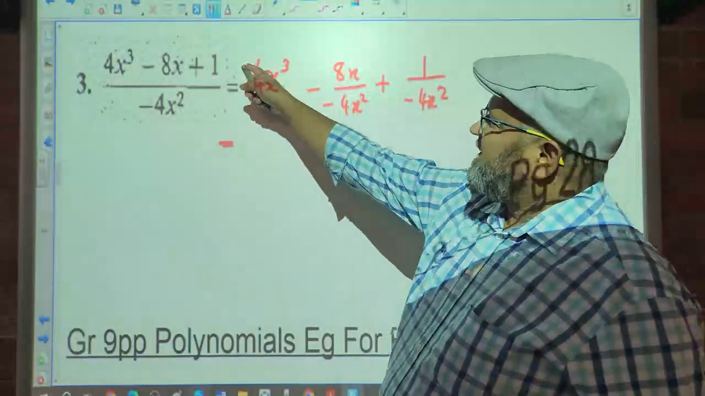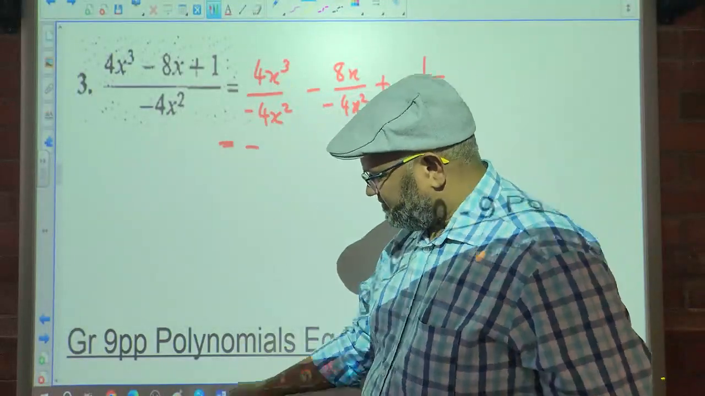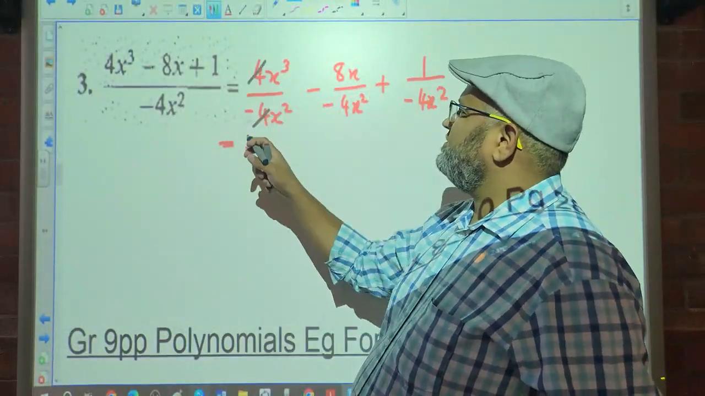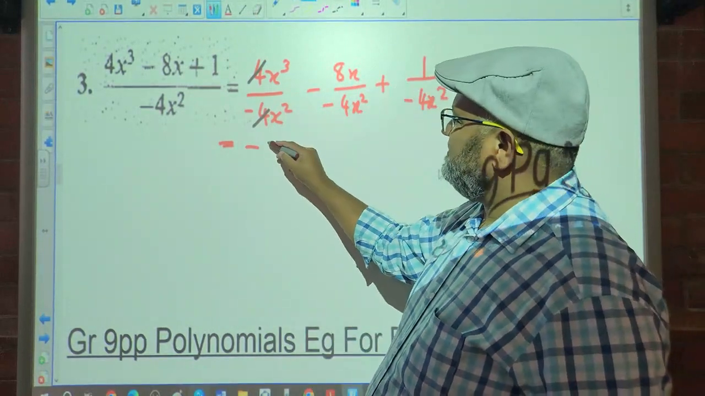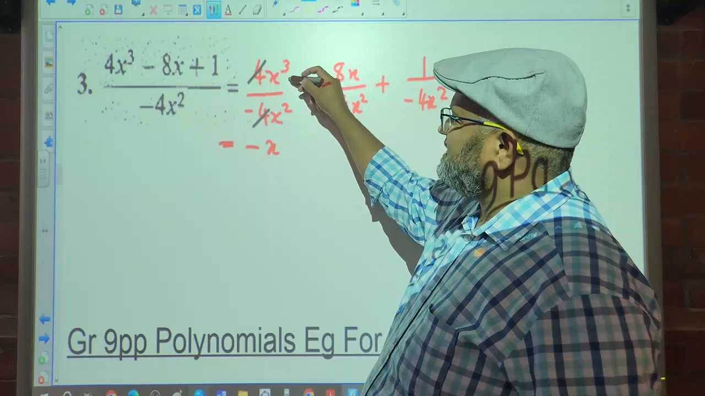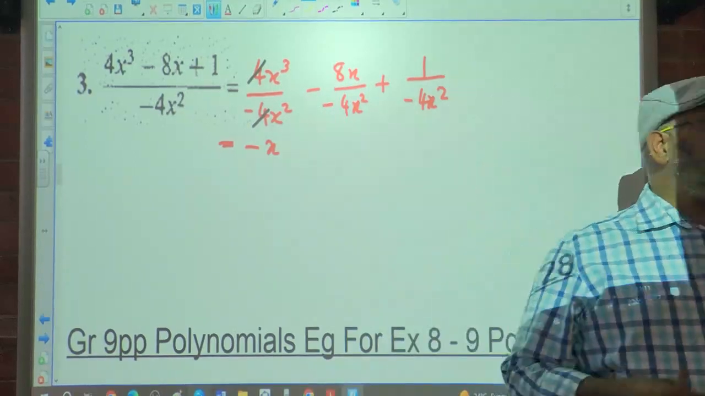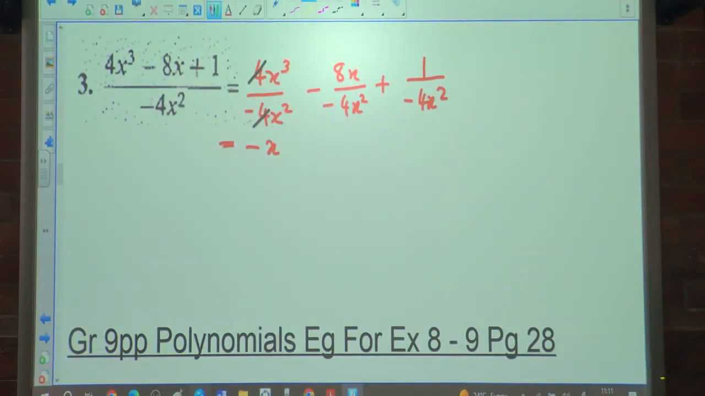So what's positive divided by negative? Negative. 4 cancels 4. Where's there more x's? Top. So it's going to be x, 3 minus 2 is 1. So it's actually negative x over 1, which is negative x. You all agree with that?